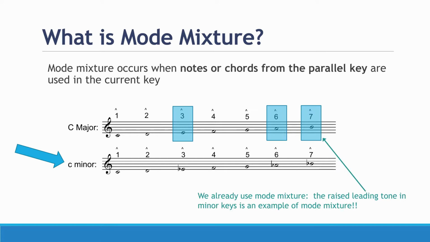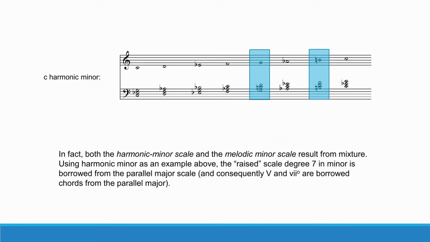It turns out we actually use mode mixture already on a fairly regular basis. The raised leading tone that we use in the minor key is actually an example of mode mixture from the parallel major key. So think of it in C minor. If you're in the key of C minor, your raised leading tone means you're going to use B natural rather than B flat. That B natural is actually a borrowing from C major, the parallel major key. Similarly, when you're using the 5 chord or the 7 chord in a minor key and you're raising the leading tone, those are chords that are borrowed from the parallel major key.